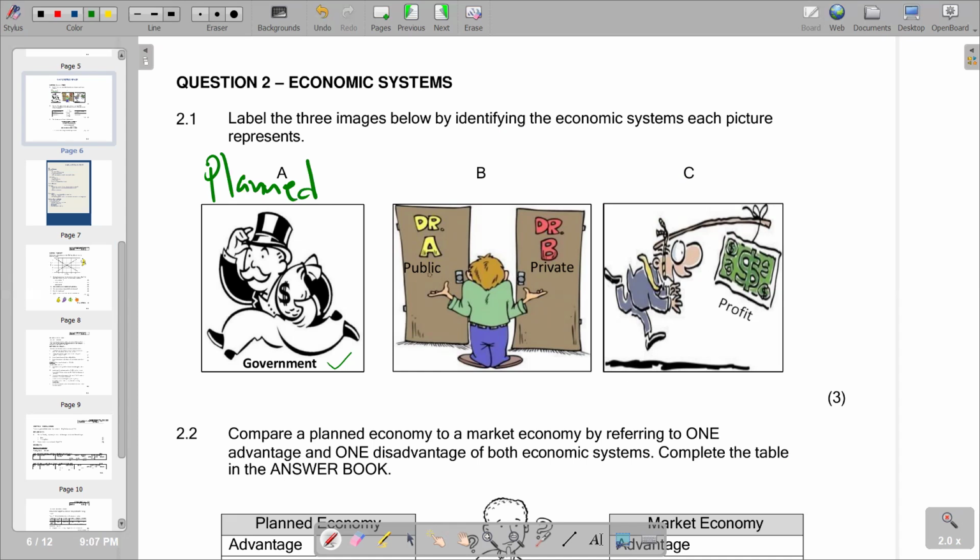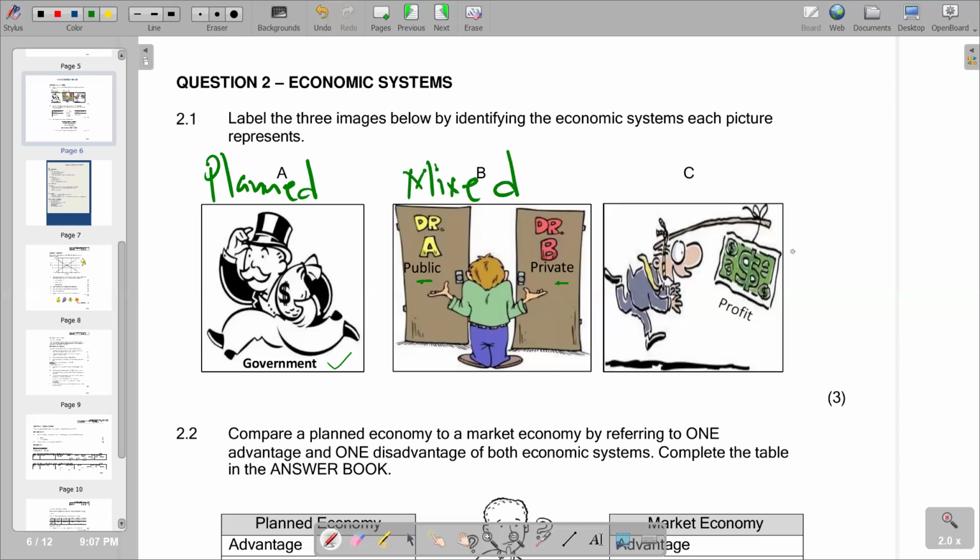So we are saying A is representing a planned economic system. Then if we go to B, there is a combination of public and private, where public represents the government and private represents individual ownership. So it's a combination of both the government and private. When we have such a scenario, we call it a mixed economic system. So B represents a mixed economic system.